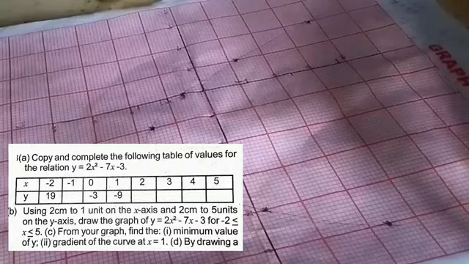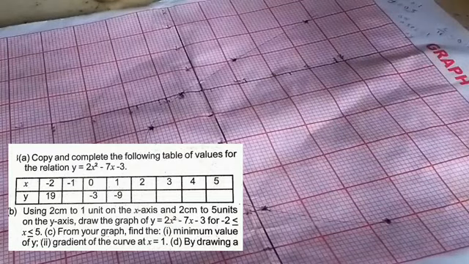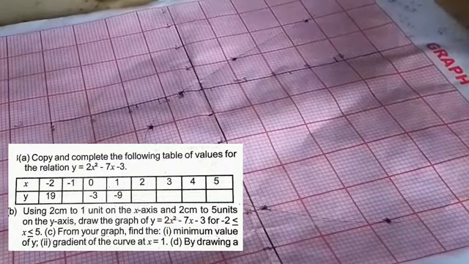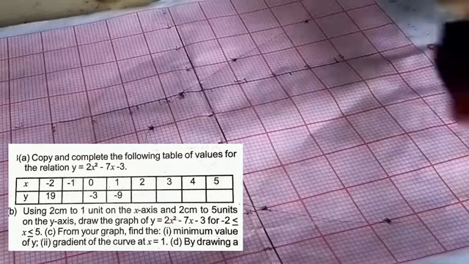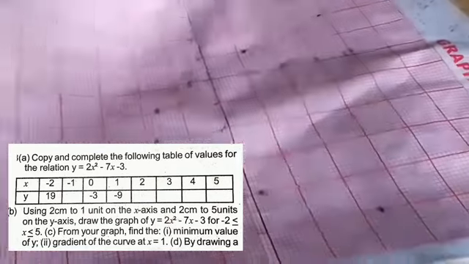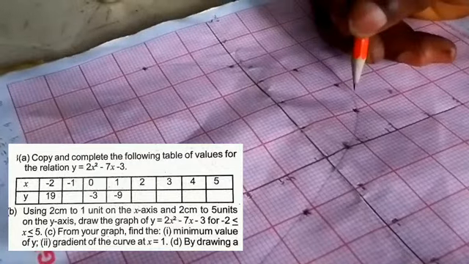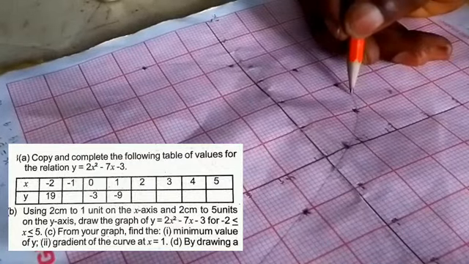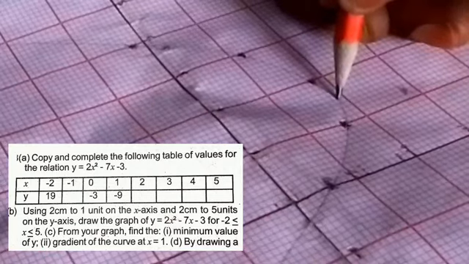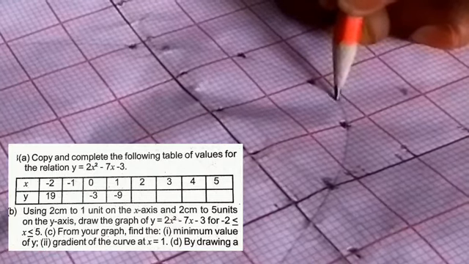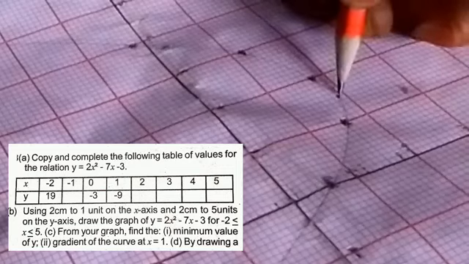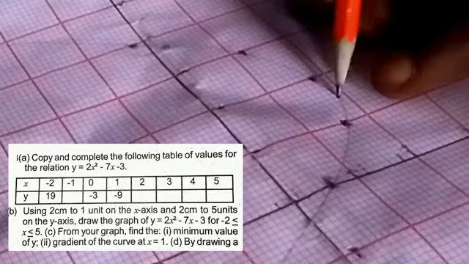Okay, so let's go to the next question under it now. The question says that from the graph, we want to determine the minimum value. So the minimum value is at this point of this curve here. This is the minimum value of y.